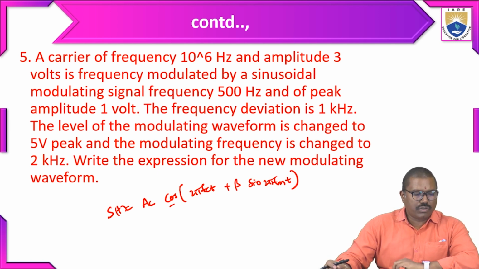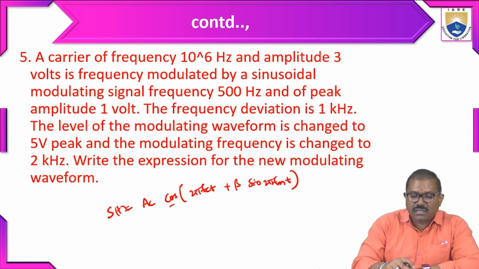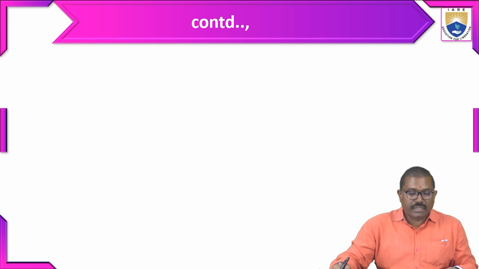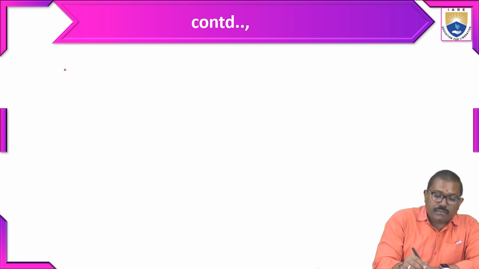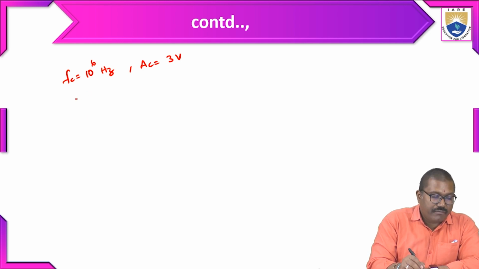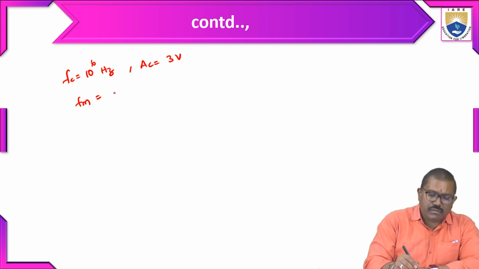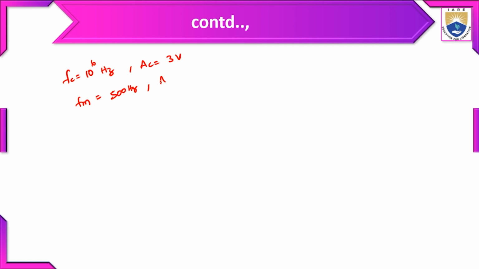Ac is given as 3 volts. fc is 10^6 hertz, fm is 500 Hz, Am is 1 volt, and delta f is 1 kilohertz. So first, write the given data here: fc is 10^6 hertz, and Ac is 3 volts. fm is 500 hertz, and Am is 1 volt. And they gave another one, delta f, which is 1 kilohertz.